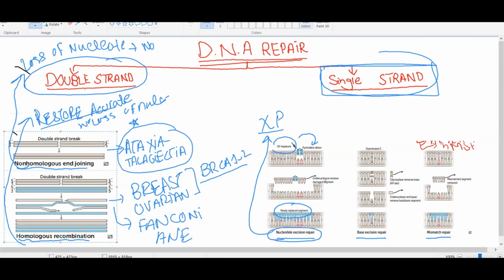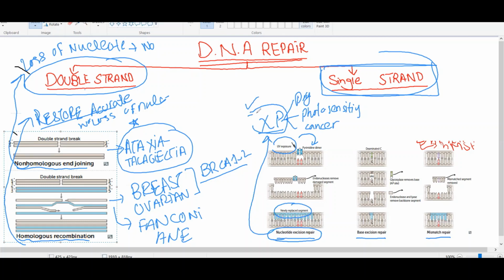So the endonuclease activity, endonucleases are deficient in xeroderma pigmentosum, and the patient presents with dry skin, photosensitivity, and skin cancer. So this is super high yield stuff. Xeroderma pigmentosum is super high yield stuff.